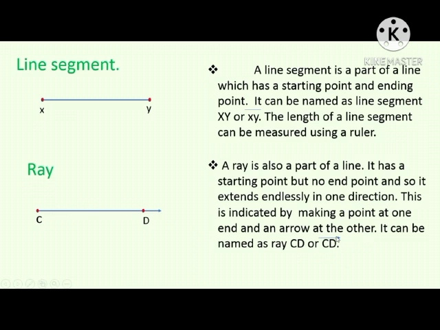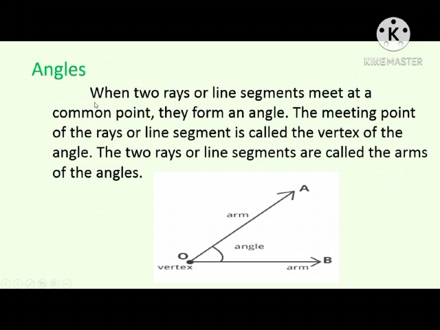Next is angle. When two rays or two line segments meet at a common point, they form an angle. Here OA and OB are two rays meeting at point O. So O is the vertex of the angle. The two rays or two line segments are called the arms of the angle. Here OA and OB are the arms of the angle.